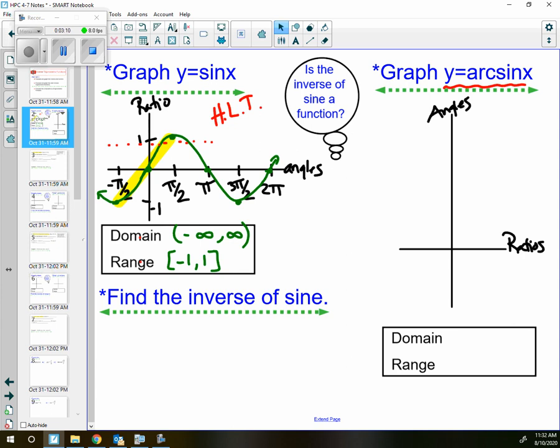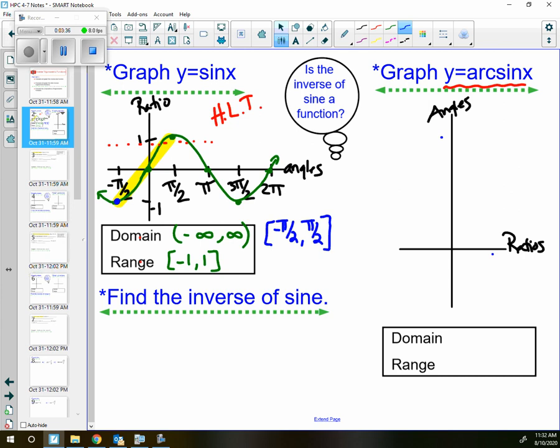So what we do is we restrict the domain of the original function sine, so that when we flip and do the inverse, its inverse will also be a function. So we're going to make a restriction here. So I'm going to go ahead and have you write the restriction. We're going to go -pi/2 to pi/2, or -90 to 90 if you're working in degrees. If we just do that, we're going to be able to get a graph that its inverse is a function, which is what we're shooting for.